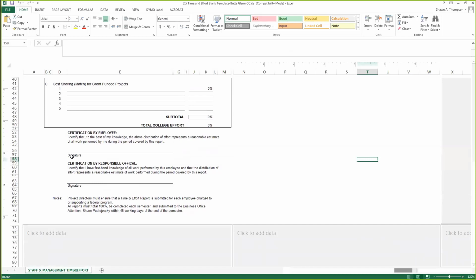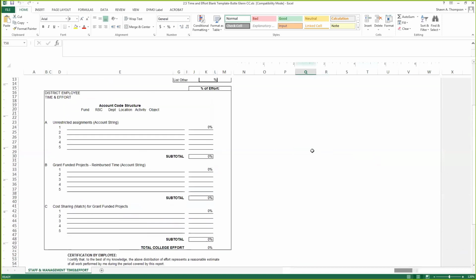So that's all I had for today, just going over the differentiation between the funding types and time and effort, because I've gotten several questions about that recently. But I'm happy to have questions and discussions about any of this that people have.